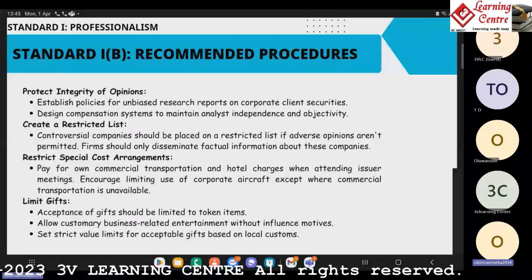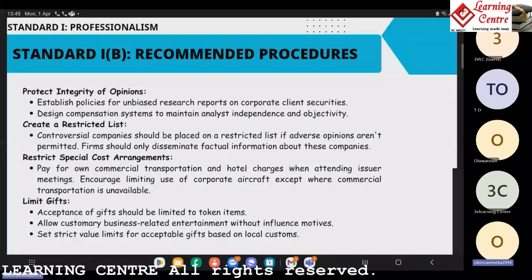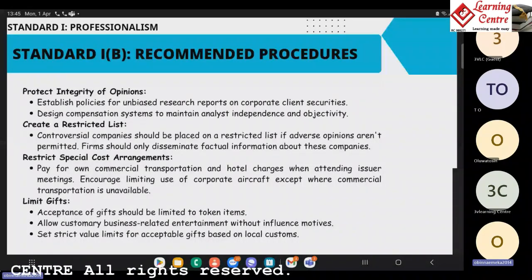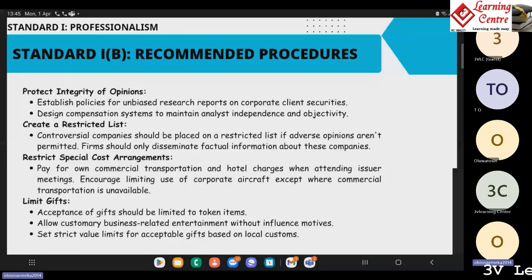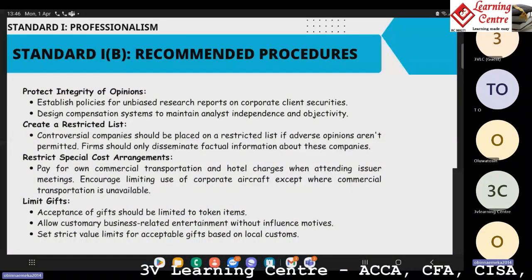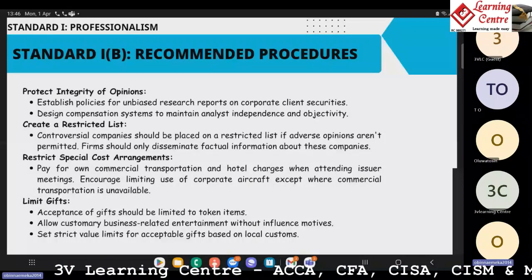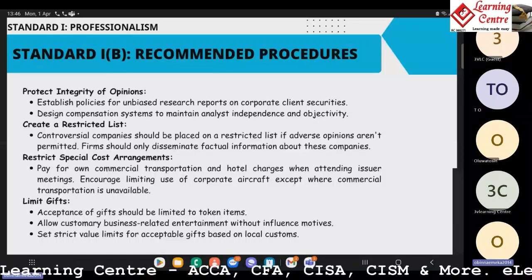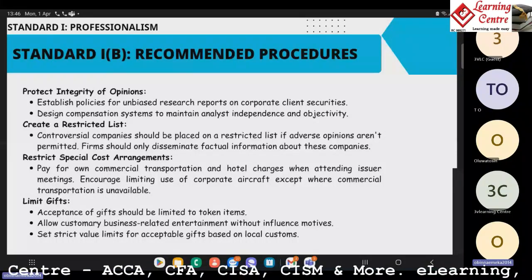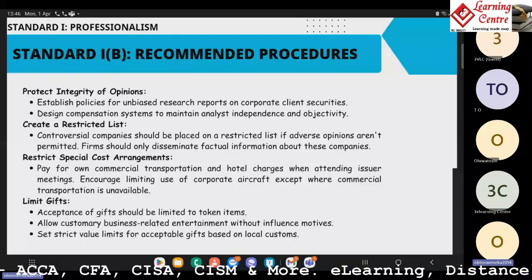Also, you should design a compensation system to maintain your independence and objectivity. Like we said, there are some compensation systems, like the commission-based example you gave, that can influence your independence and objectivity. Also, you can create a restricted list. If there is any controversial company, or any company that doesn't want to be given an adverse opinion, those companies should be placed on a restricted list so that we don't even go ahead researching them in the first place. And for anyone we do research, we should only give factual information about them.